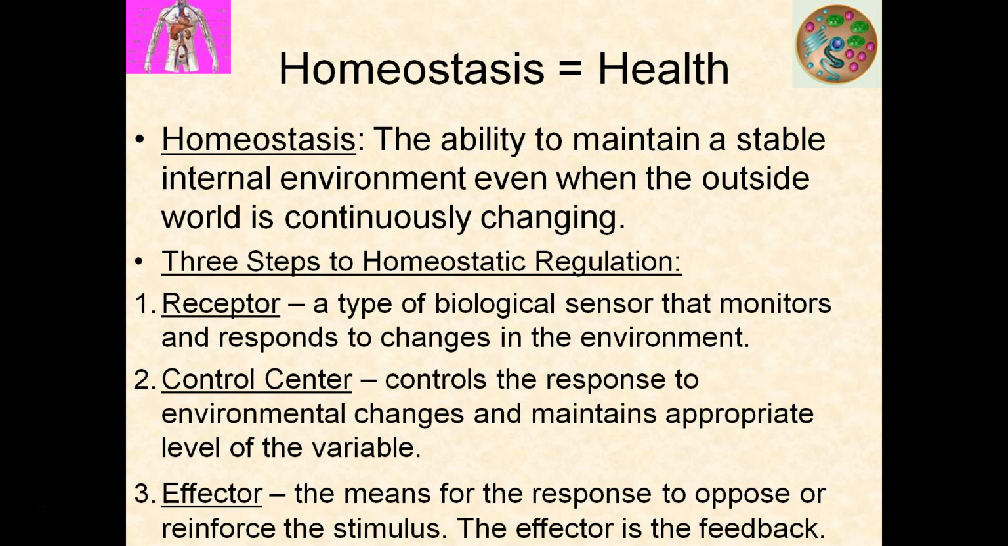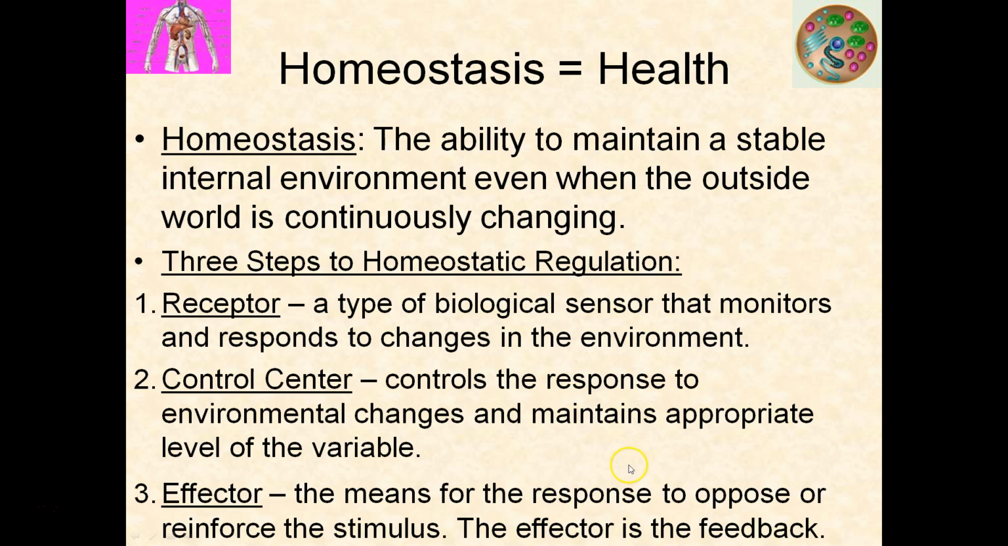You have to have some sort of control center that takes that information and processes it. So this is basically going to be the brain. And then it's going to try to make a response to that. And the response is the effector, or the effect. So it's the means for the response to oppose or reinforce the stimulus. And the stimulus goes back to what the biological sensor is being stimulated by. That's where they get that word from. So it's going to do something about it.